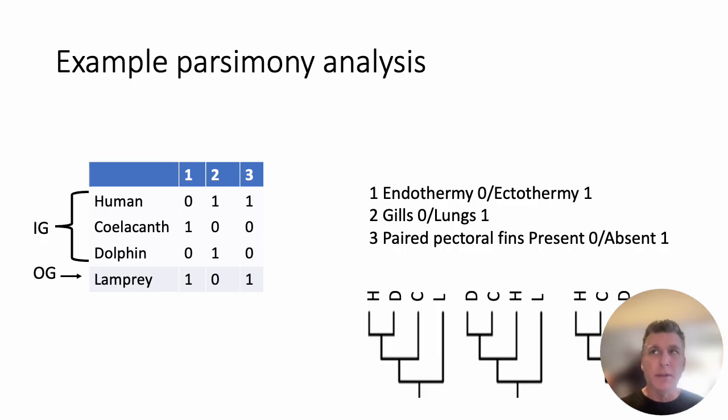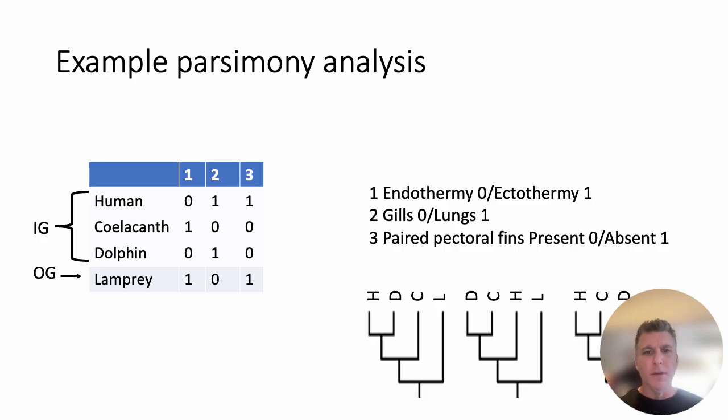Any phylogenetic analysis actually requires some assumption about relationships, curiously enough. You have to make an assumption about something that's outside of your relationships of interest. So we're going to assume that the lamprey is not nested within the relationships of humans, coelacanths, and dolphins. It's going to act as what's called our outgroup. And the outgroup is included to root the tree.